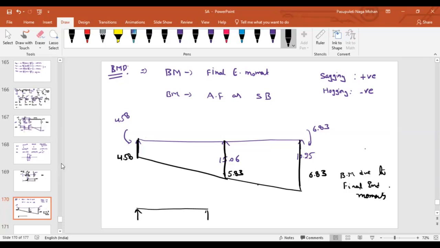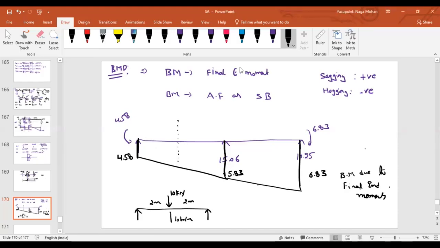Consider a simply supported beam representing the applied load. So this is the applied load, 2 meter, 2 meter. Imagine this is your center point. Can you tell me what is the bending moment at the center? Simply supported beam, there is a central point load. What will be the bending moment at the center? WL by 4, sir.